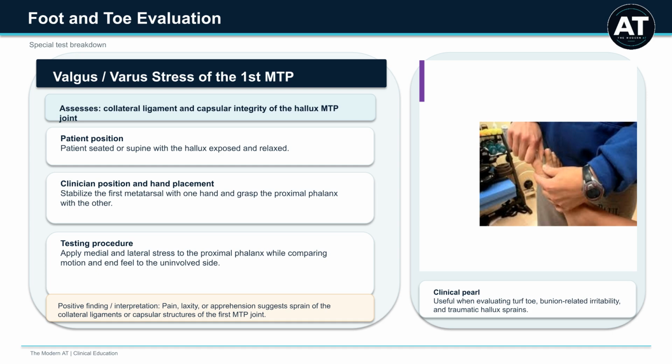Pain, laxity, or apprehension may suggest collateral ligament or capsular sprain. This is useful for traumatic hallux injuries, turf toe considerations, bunion-related irritability, and first MTP instability.